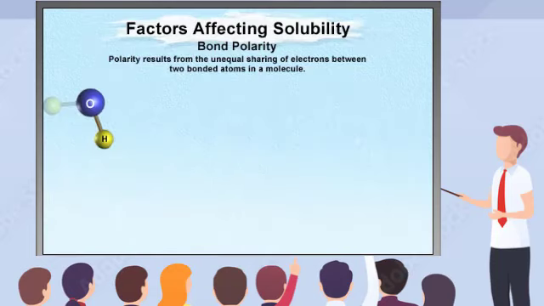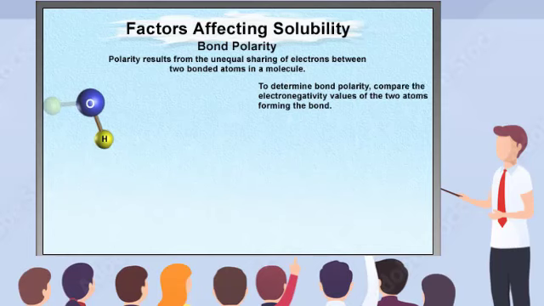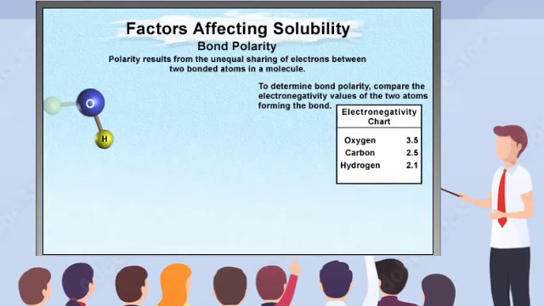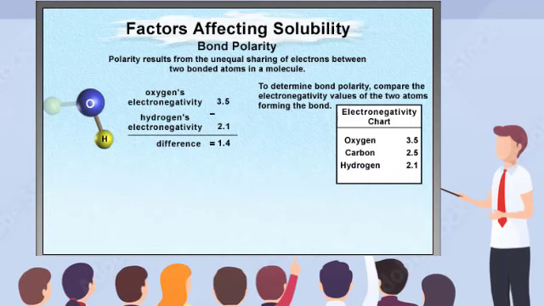The polarity of a chemical bond results from the unequal sharing of electrons between two bonded atoms in a molecule. The degree to which an atom in a bond pulls the electrons towards itself is called electronegativity. Bond polarity is determined by comparing electronegativity values of the two atoms forming a bond. Use an electronegativity chart to determine the electronegativity difference between the two atoms.